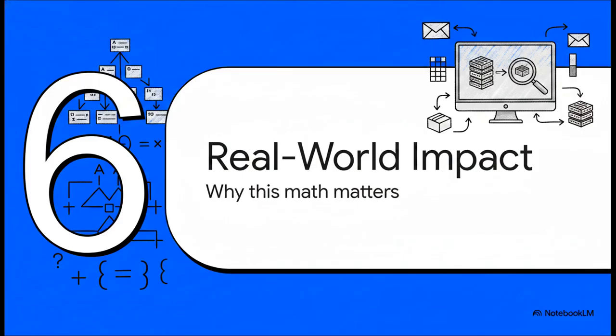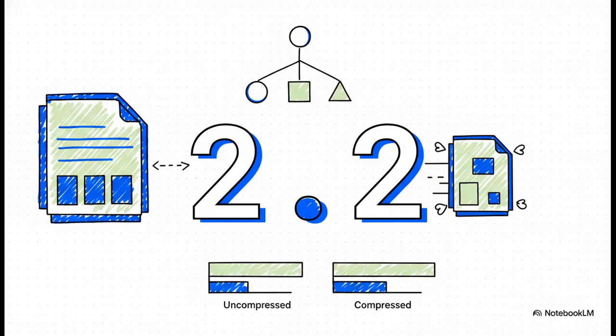Part 6, the real-world impact. Why this math matters. Okay, so we've walked through the abstract math, we've drawn the trees, we've calculated the codes, but why does the specific process matter to you and me sitting at our laptops? The absolute crucial takeaway is that number, 2.2 bits per pixel.